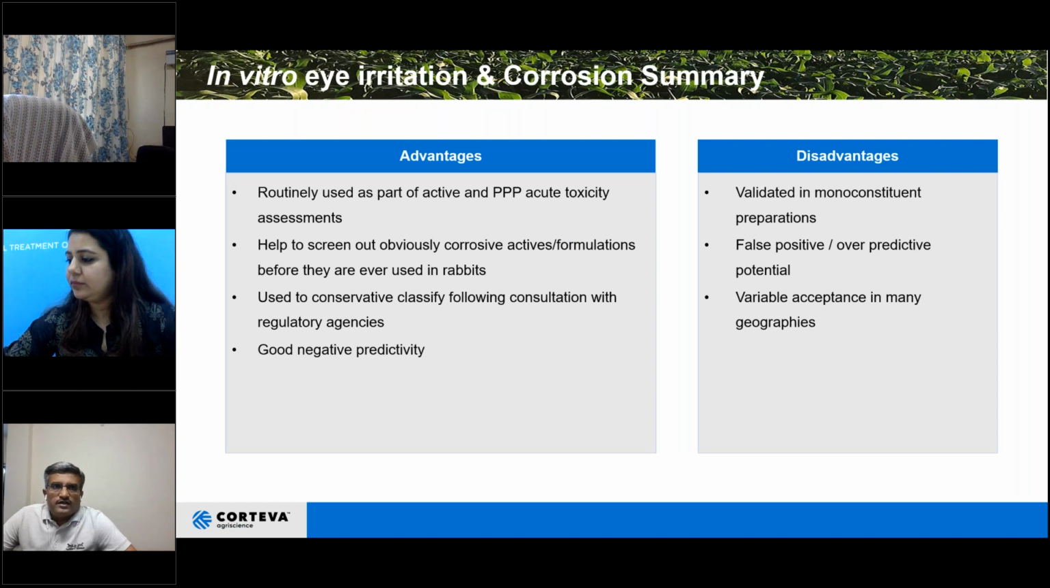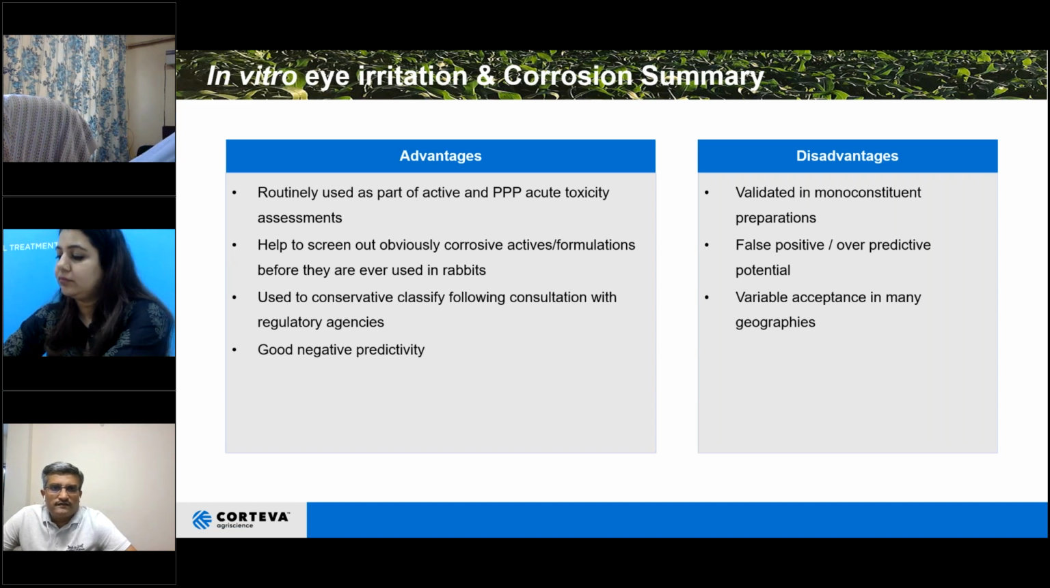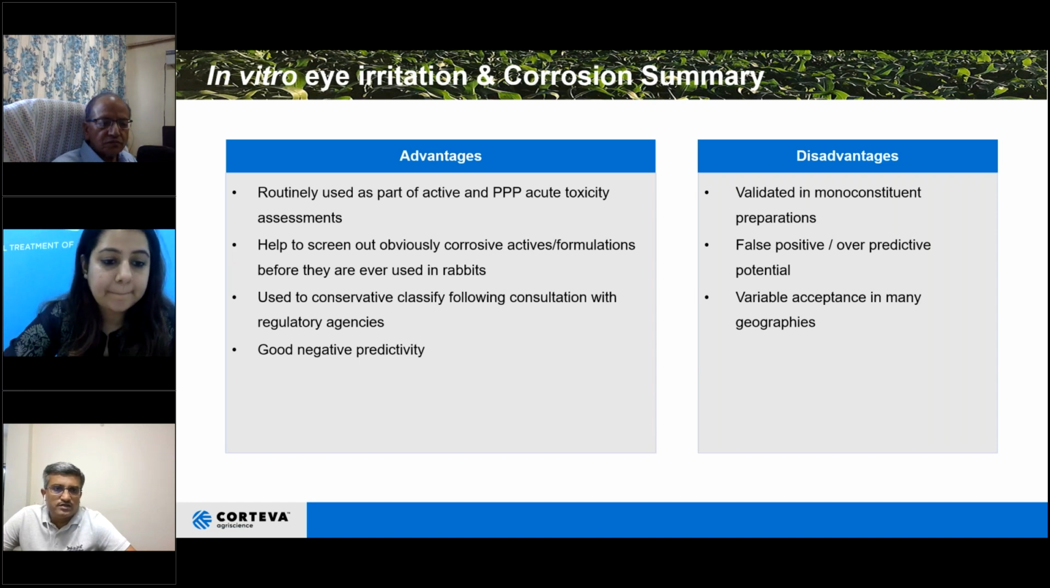Some of the advantages of in vitro tests are that they are routinely used as part of active and plant protection products acute toxicity assessments. They help to screen out obviously corrosive actives and formulations before they are ever used in animals. They can be used conservatively for classification following consultation with regulatory agencies, and they have a good negative predictivity.